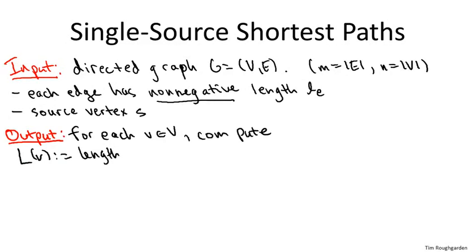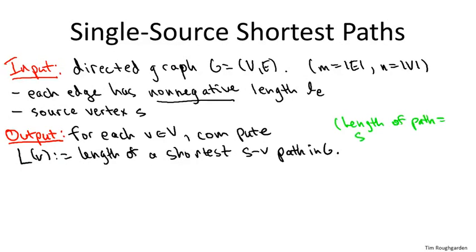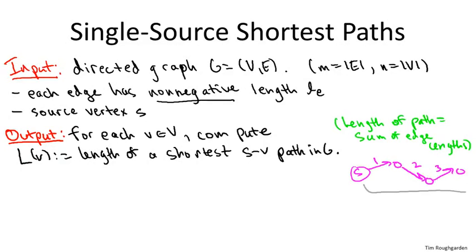And just to be clear, what is the length of a path that has, say, 3 edges in it? Well, it's just the sum of the length of the first edge in the path plus the length of the second edge plus the length of the third edge. So if you had a path like this with 3 edges and lengths 1, 2, and 3, then the length of the path would just be 6. And then we define the shortest s-v path in the natural way. Amongst all of the paths directed from s to v, each one has its own respective path length, and then the minimum over all s-v paths is the shortest path distance in the graph G.